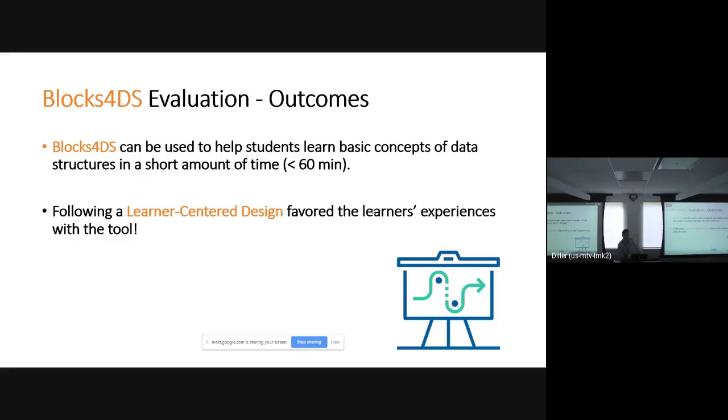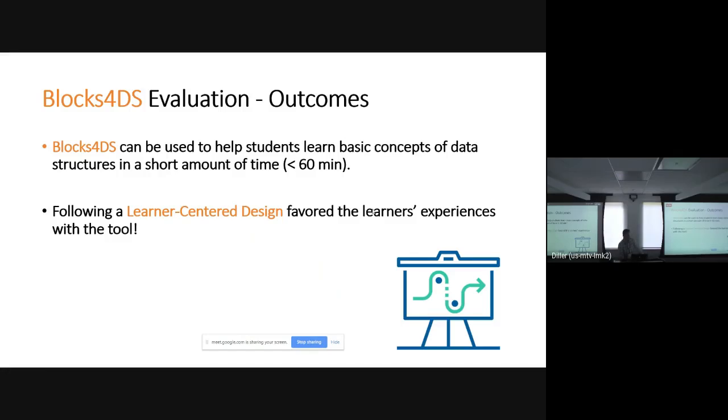We got to find positive results. We got to find good feedback from the students, and somehow a good performance on this. Something that we also find here is that following a learner-centered design process favored the design of the tool, especially for the menus and for the staff. And that's something that we didn't do for DStBlocks, but for blocks for DS, it happened.